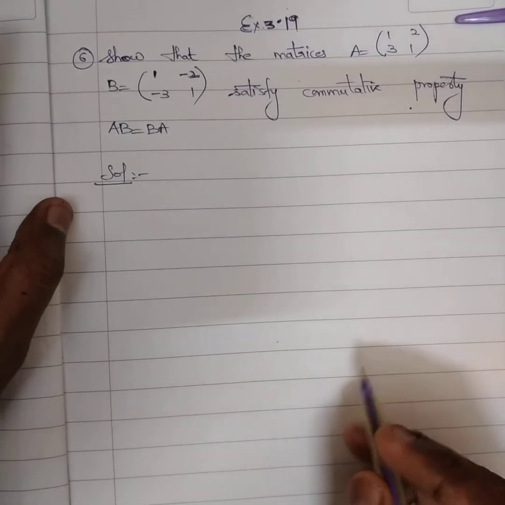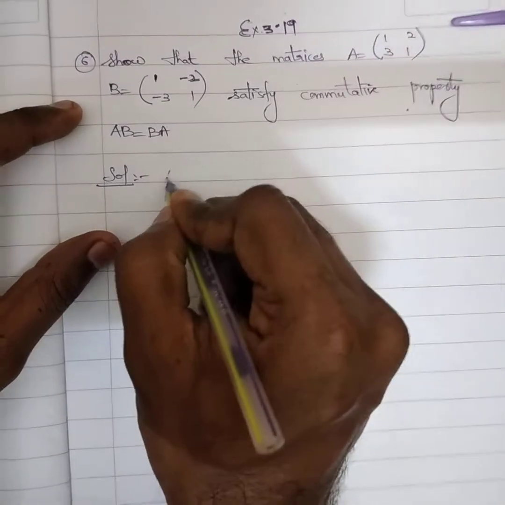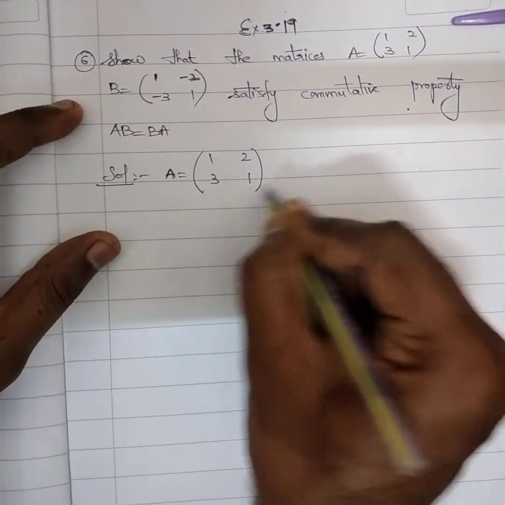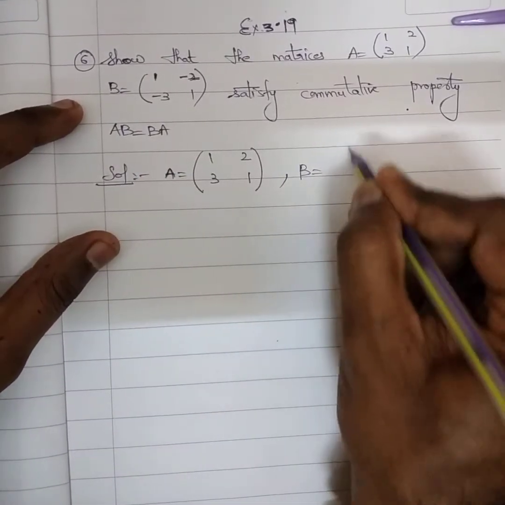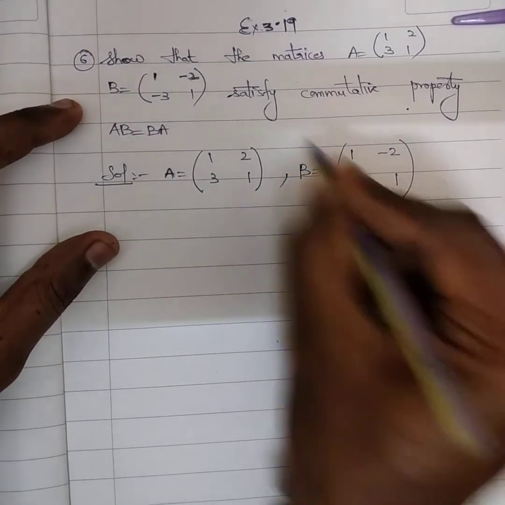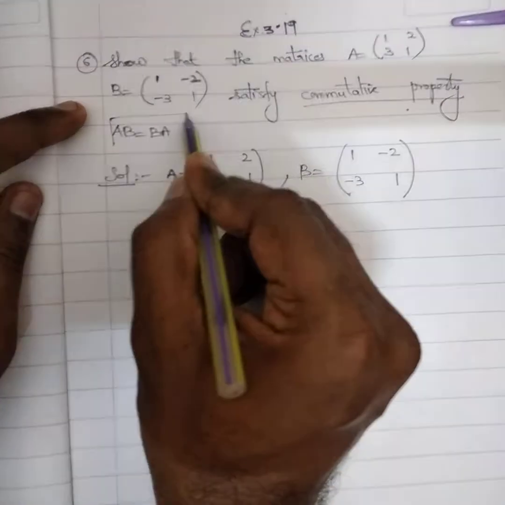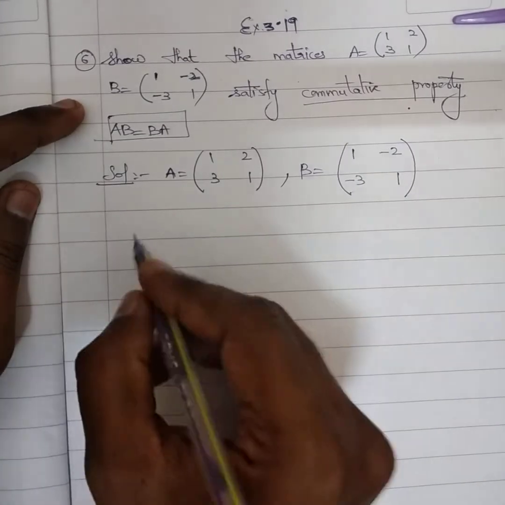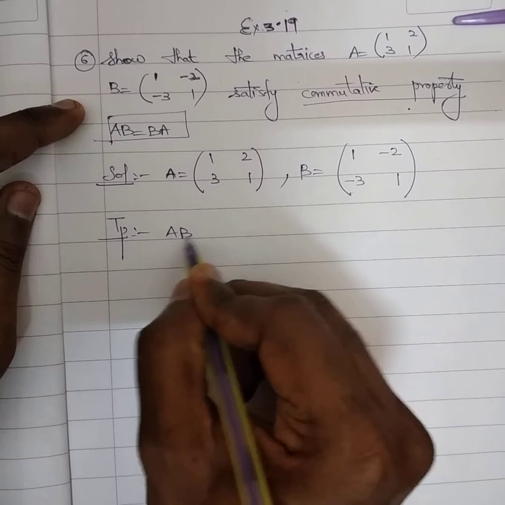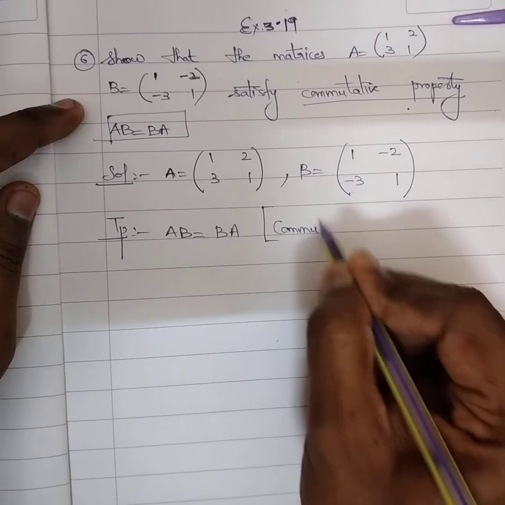Exercise 3.19, sixth sum. Show that the matrices A = [1, 2; 3, 1] and B = [1, -2; -3, 1] satisfy the commutative property. What is the commutative property? AB is equal to BA. This is the commutative property. Therefore, to prove AB is equal to BA, this property is called the commutative property.